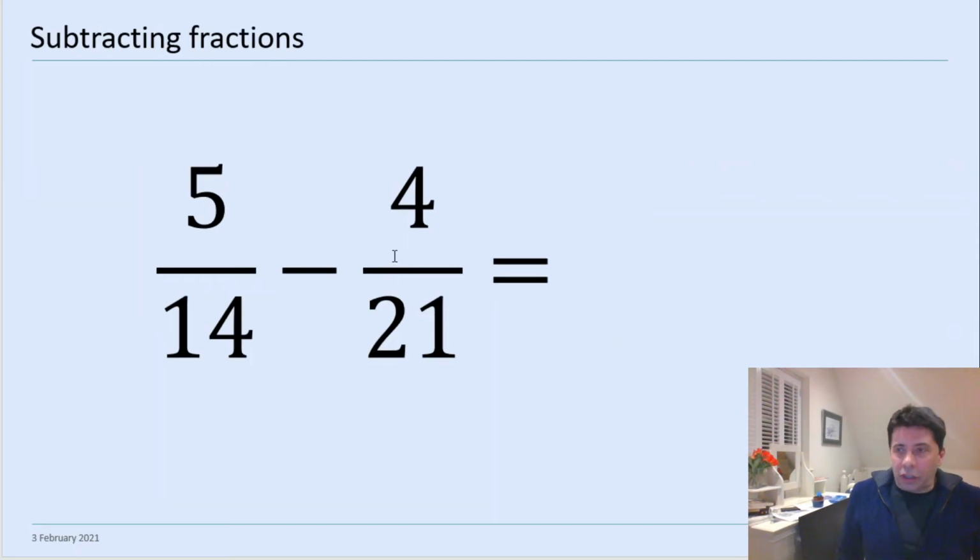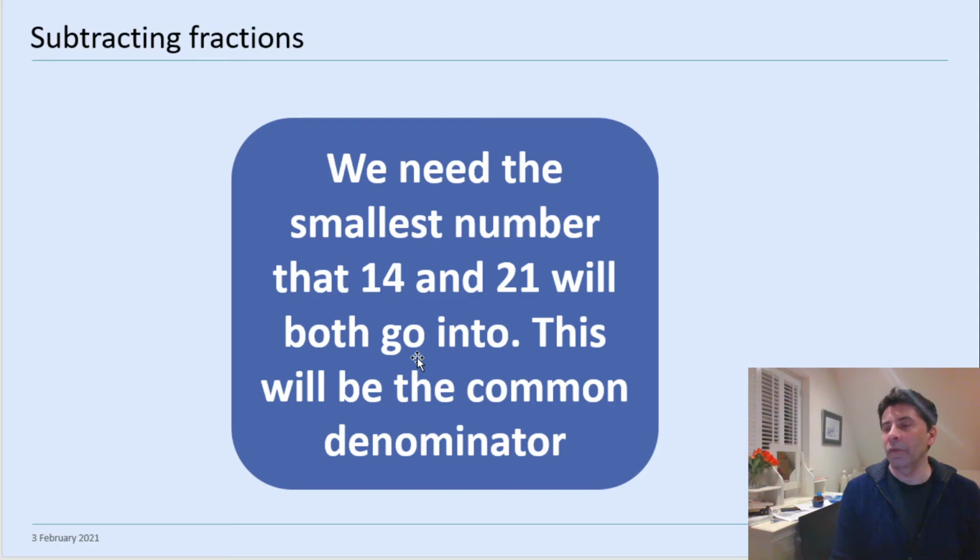Now, subtraction uses a very similar method. Again, we need a common denominator. We need a common unit. So this is a bit more difficult, this question. 5/14ths minus 4/21sts. So we've got to find a number that 14 and 21 go into, and that will be the common denominator. So what's the smallest number that 14 and 21 go into?